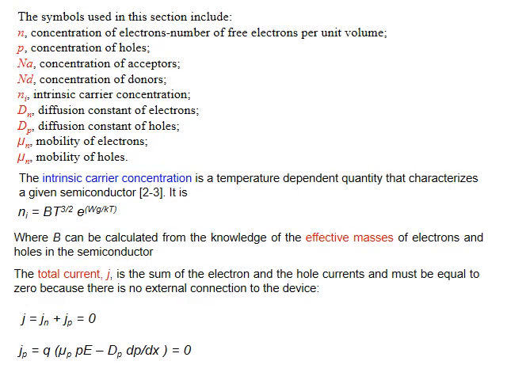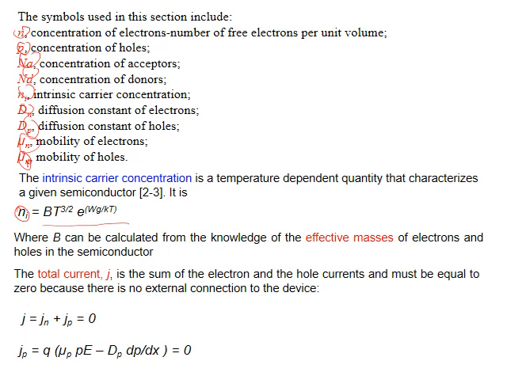As you can see here, N and P are the concentration of electron numbers per unit volume, while Na and Nd are the concentration of acceptor and donor impurities. Ni is the intrinsic concentration, and Dn and Dp are the diffusion constants of electrons and holes respectively, and mu n and mu p are the mobility of electrons and holes. Now, after I define the formula for each one of these drift and diffusion currents, we can find the intrinsic carrier concentration Ni by this formula.